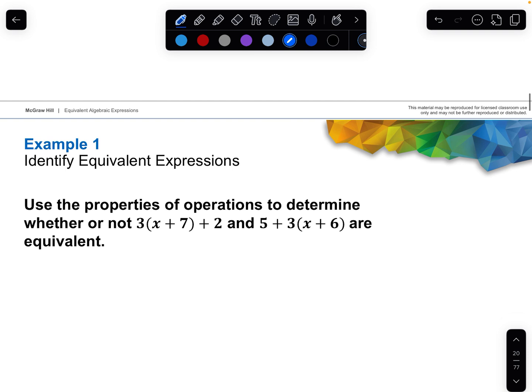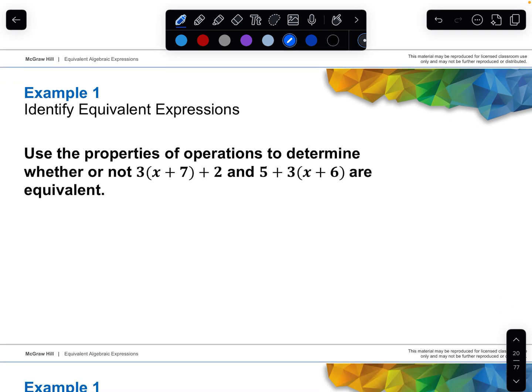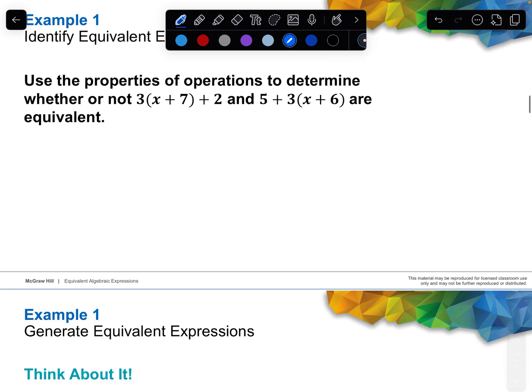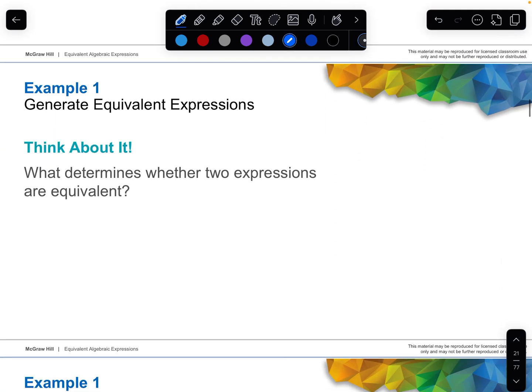Again, let's move on. This example 1 is on page 317. We're going to use the properties of operations to determine whether or not 3 times (x + 7) + 2 and 5 + 3 times (x + 6) are equivalent. First of all, think about it. What determines whether two expressions are equivalent? We'll talk about this in class when we review.